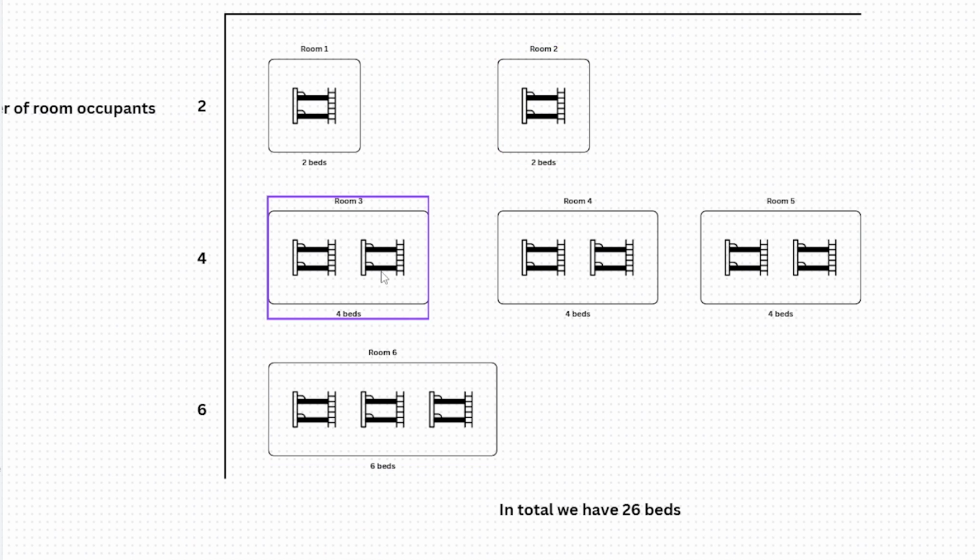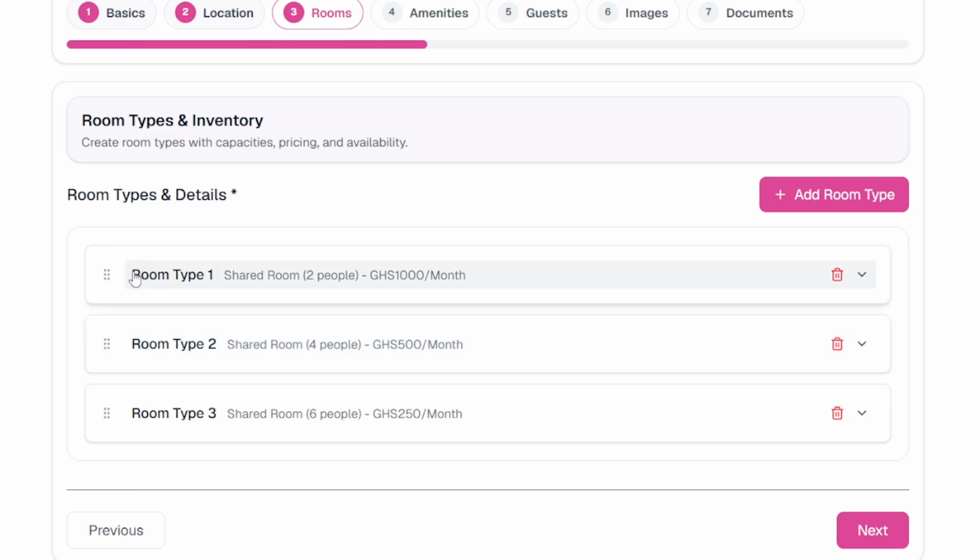Now I'm going to go ahead and create our other room types so that we can see how it will look. Great. So I just went ahead and filled out the details of the other room types. So the first room type, which I did with you, which was the shared room of 2 people, and we have 2 of them. Now we have our second room type, which is a shared room of 4 people, and then our third room type, which is a shared room of 6 people. So let's look at the details of the second room type.